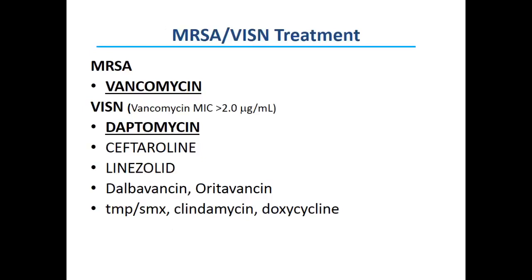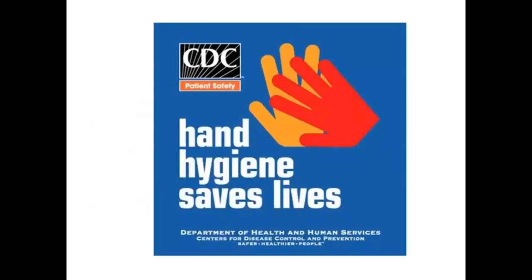Dalbavancin and oritavancin are long-acting drugs that are used mainly for skin and soft tissue infections. And then you know about the oral drugs, Bactrim, clindamycin, and doxycycline for the superficial infections. And we have all of these infections. Any questions?